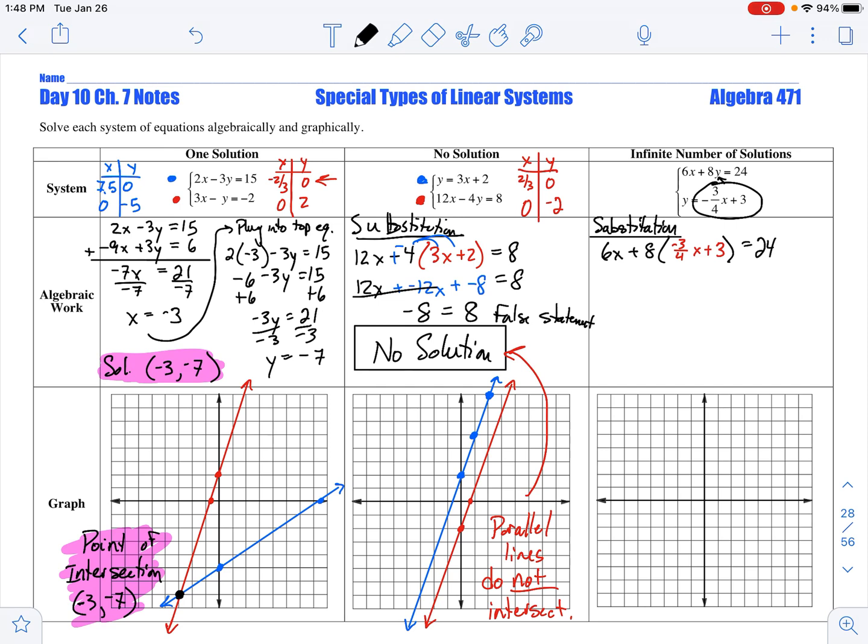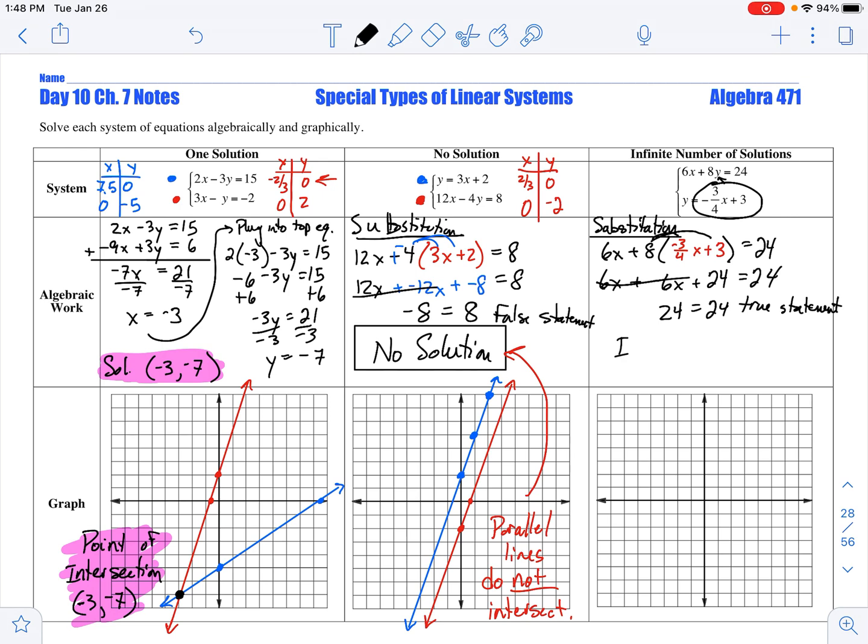And that equals 24. I'm going to use the distributive property. I'm going to get 8 times negative 3/4 is negative 6x. 8 times 3 is in fact 24. And that equals 24. If I add up like terms, those x's cancel out, and I get, does 24 equal 24? Well, this is a true statement. What does a true statement mean? It means that any ordered pair I plug in would be a solution.